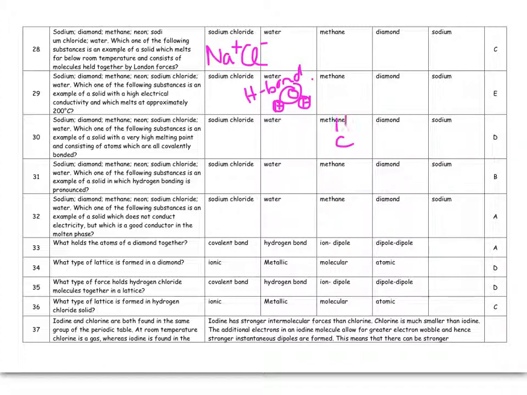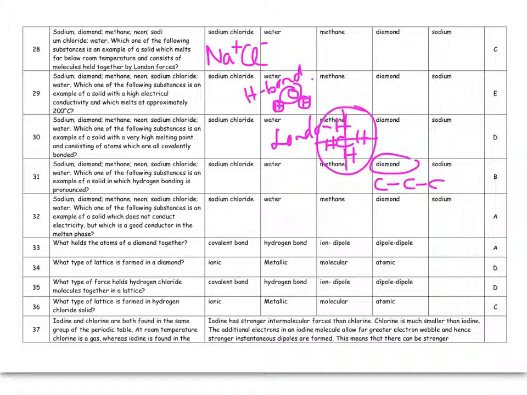Methane is CH4, so it's got polar bonds but is a nonpolar molecule. As a nonpolar molecule, it has London forces between its molecules. A diamond is covalently bonded carbon, carbon, carbon, carbon, carbon, carbon, carbon, and it is an atomic lattice. And your sodium is on the far left-hand side of the periodic table, so it is a metal, a metallic lattice, and that is ionic.